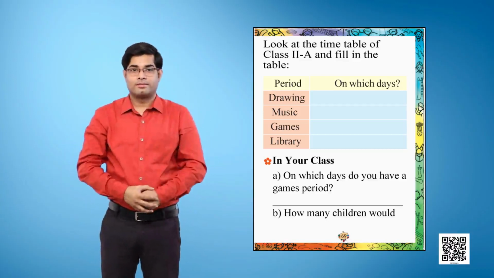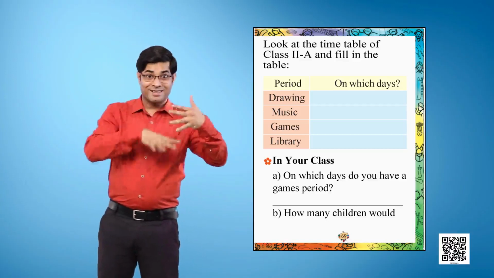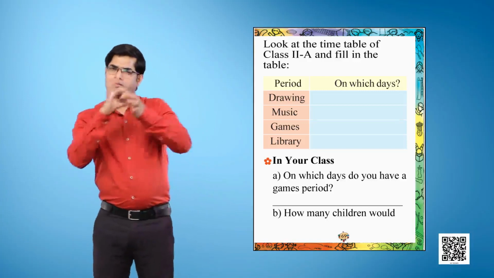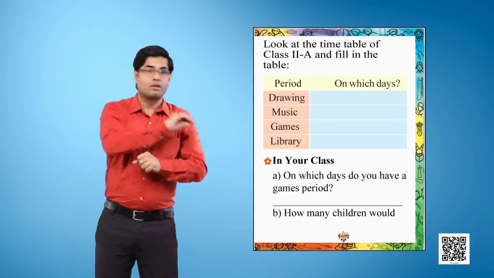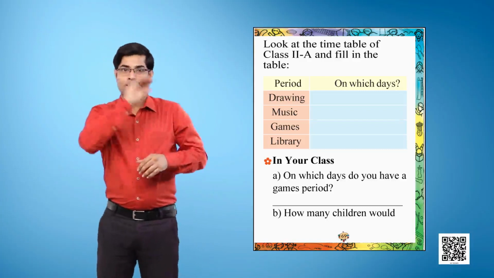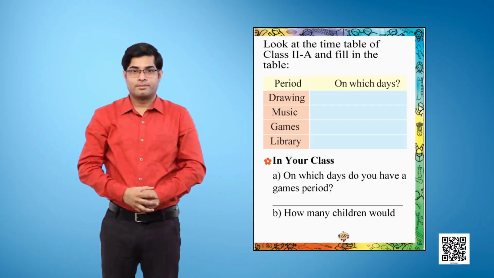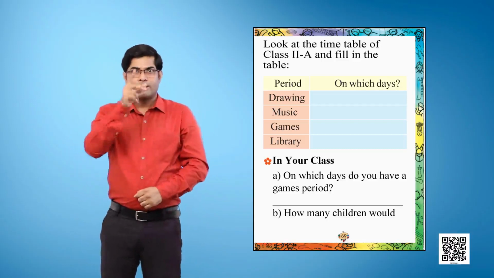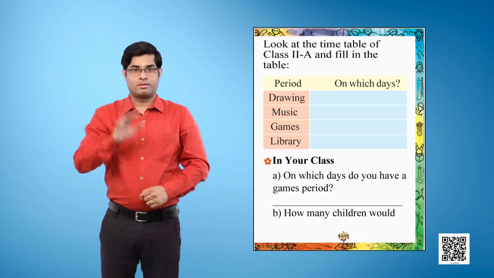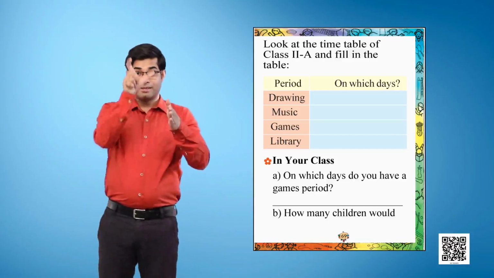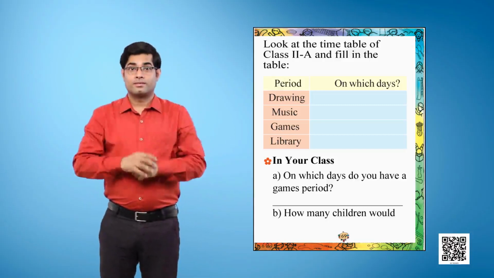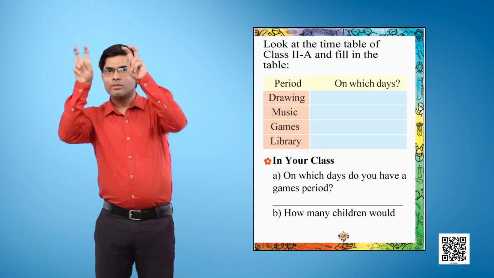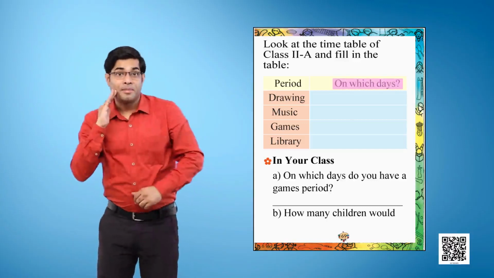Question. Look at the timetable of class 2nd A and fill in the table. The table has 2 columns and 5 rows. First row has headings of the columns. Column 1 heading is period. Column 2 heading is on which days.